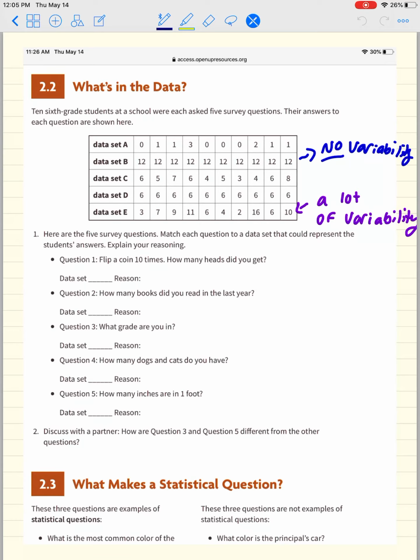Maybe one student flipped the coin 10 times and got 0 heads. Maybe they flipped the coin 10 times and got 10 heads. Those are possible, but it's more likely that it's about half and half, right? So go ahead and look at the data set. Which one do you think makes the most sense? Pause the video and unpause it once you figure that out.